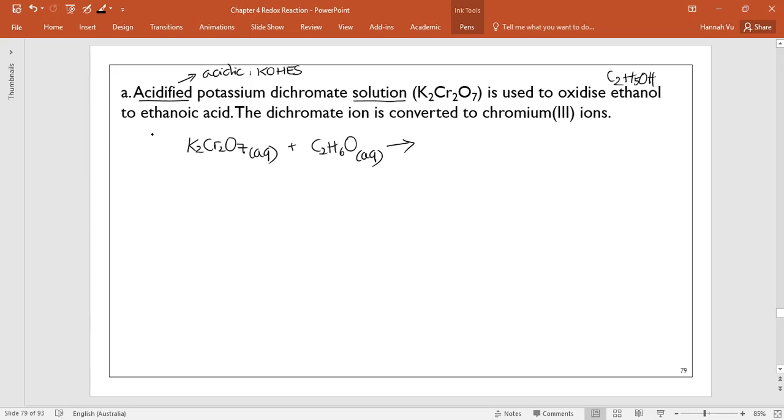You have ethanoic acid being the product, which is CH3COOH. I'm going to collapse it into C2H4O2 simply to make it easier to find oxidation numbers. The dichromate ion is converted to chromium 3 ion, so that's Cr3+. So this is not an overall equation in any shape or form. I'm just trying to translate the words, especially the states, into some sort of symbols.